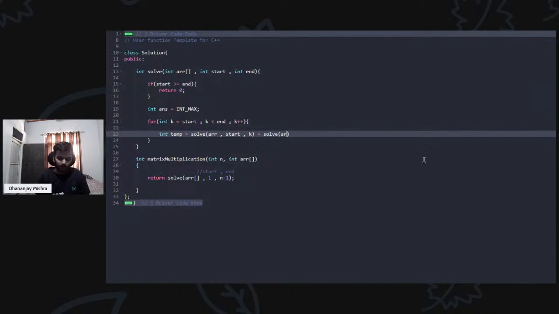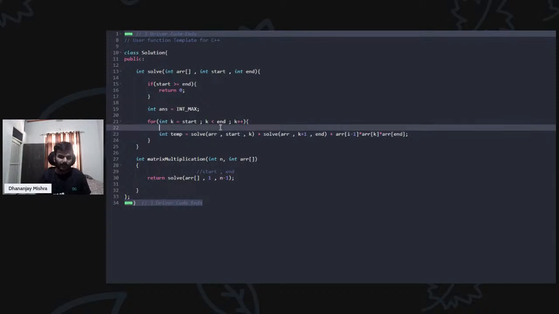After that we will be calling for the right part. For the right part our start will be shifted to k+1 and end will remain as it is, right? And after that we computed the cost after we get the result matrix after the multiplication of the left and right part matrices, right? So that will be array of k and array of k, right? That's it.